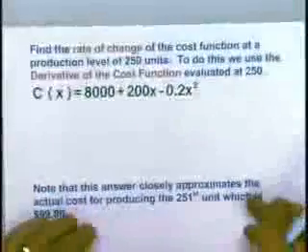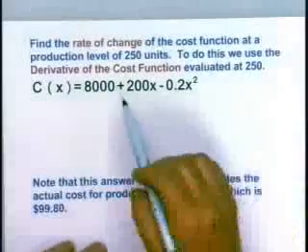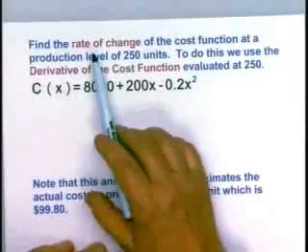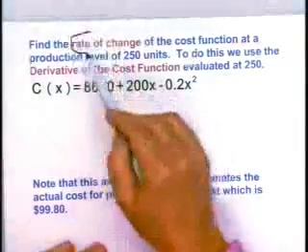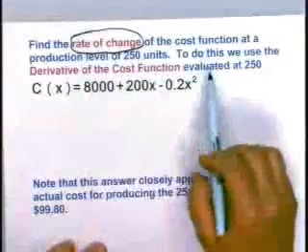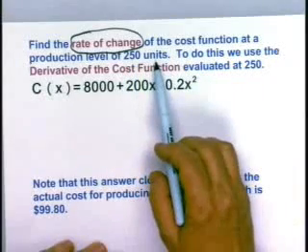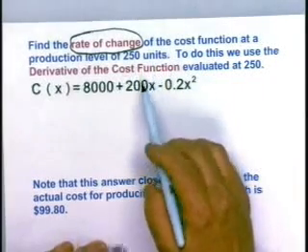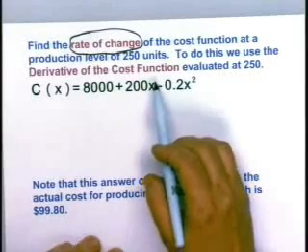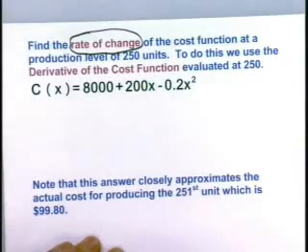Suppose that I change this problem to this statement. Find the rate of change of the cost function at a production level of 250 units. To do this, I use the derivative of the cost function, evaluated at 250.